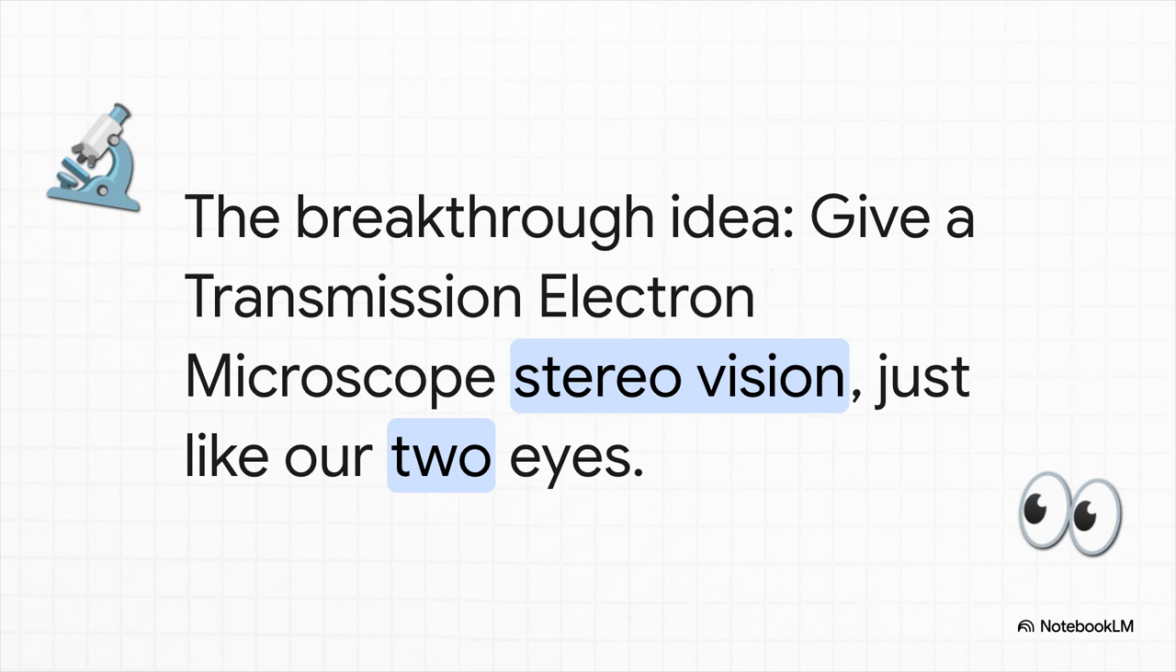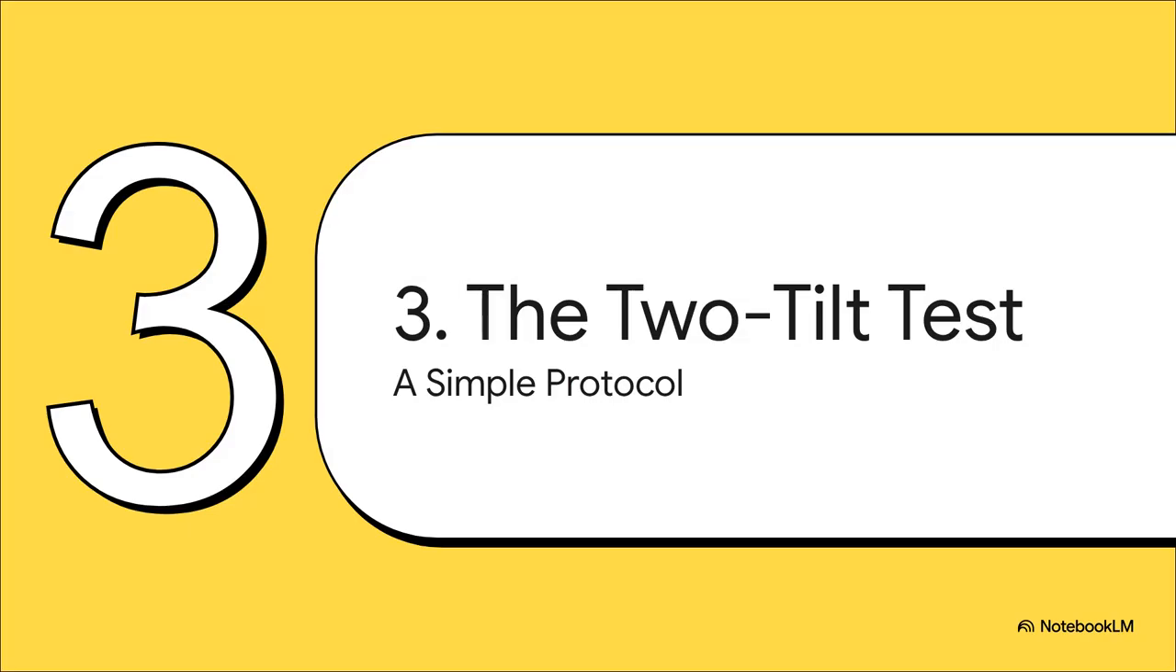Think about it. Your two eyes each see a slightly different 2D image, and your brain stitches them together into one 3D world. They wondered, could we do that, but for a tiny, tiny nanocrystal? And their answer to that question brings us to section 3, the 2-tilt test. It's this simple but totally brilliant little procedure they came up with to create that 3D view. Let me show you how it works.